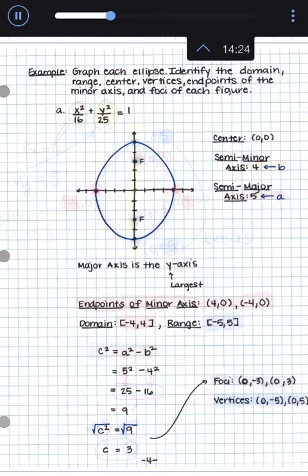Look at this first example. On this first example, we have x squared over 16 plus y squared over 25 equals 1. So we know that we were looking at an ellipse because according to this, we have two different radiuses. We've got one for the x's and one for the y's.